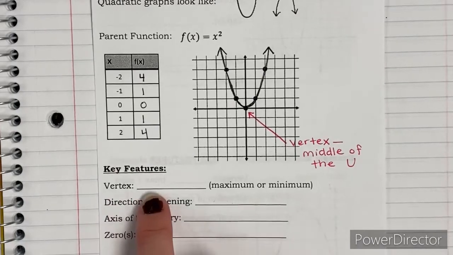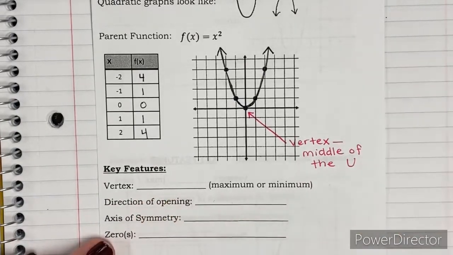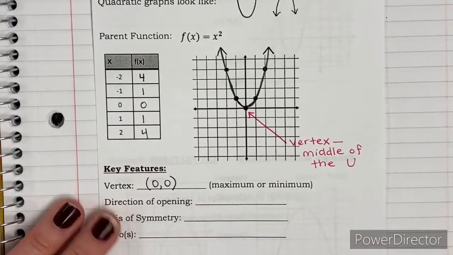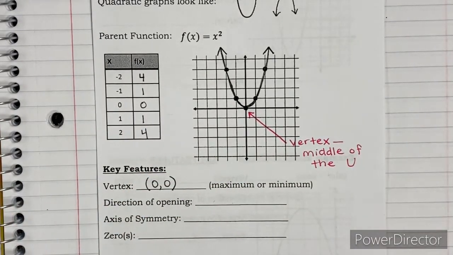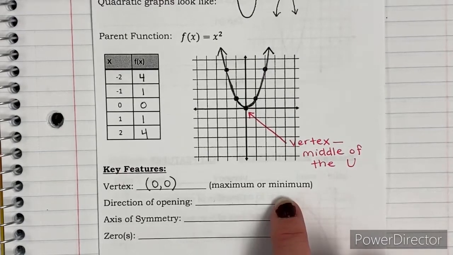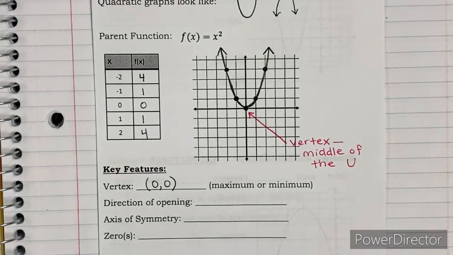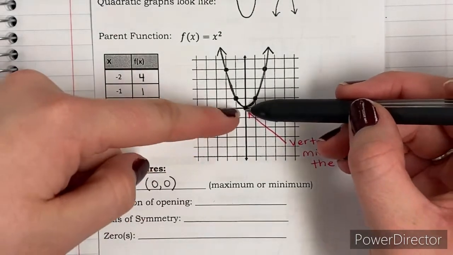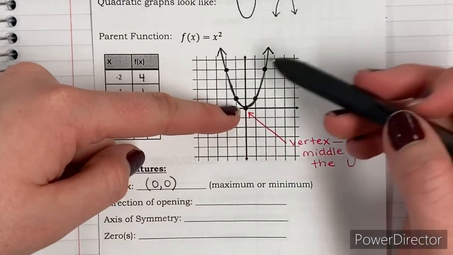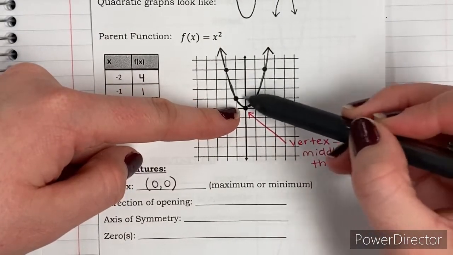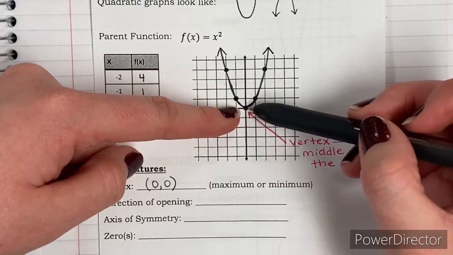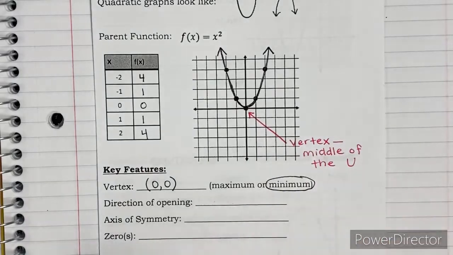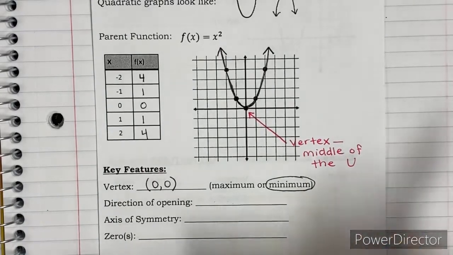When it asks for the vertex, that's asking for the ordered pair. So the ordered pair of that spot is 0, 0, because it's at the origin. The next one that we have to answer is maximum or minimum. This vertex right here is going to be a minimum value because it's at the bottom of the graph. I tell my students that if it looks like a bowl, rounded on the bottom, and this is the bottom of the bowl, then this is going to be a minimum value.